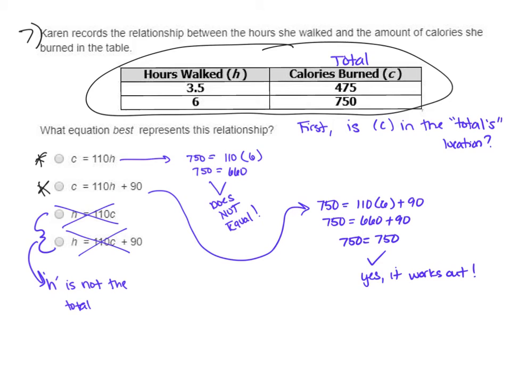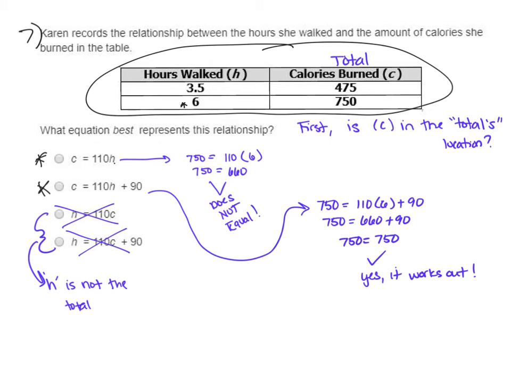So like in class, I told you that if you chose these numbers from the table, 3.5 and 6 were options for your H. So if you take 110 times H, you should get the total. So I show you over here in purple, 110 times, I chose the 6. That only gets me 660. It doesn't get me 750 like it said it should. So that expression does not work.